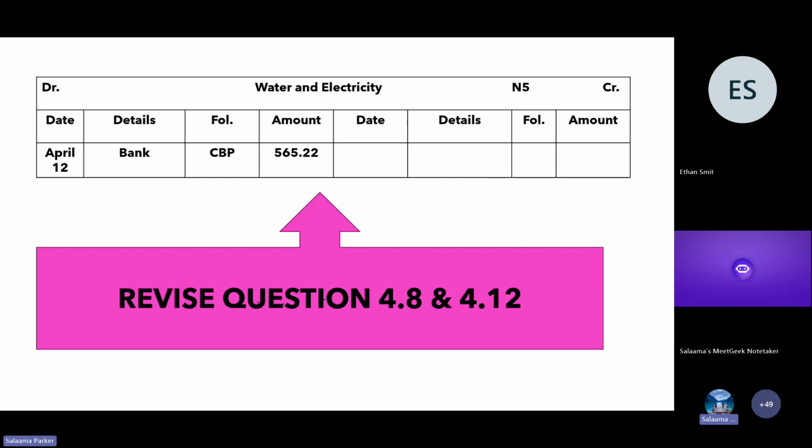Also note that the amount that I recorded here, guys, is the exclusive VAT amount. Please just remember that the amount I've recorded here is the exclusive VAT amount. The inclusive amount is the amount that is already in your bank account. So that summarizes your general ledger.